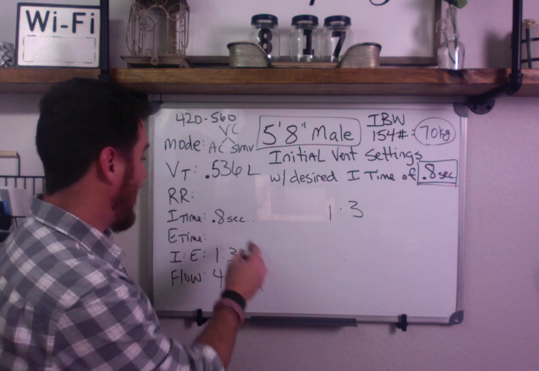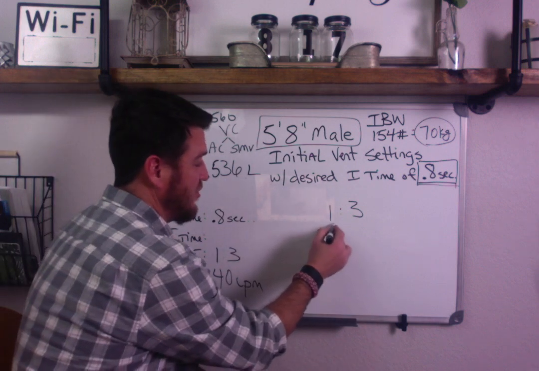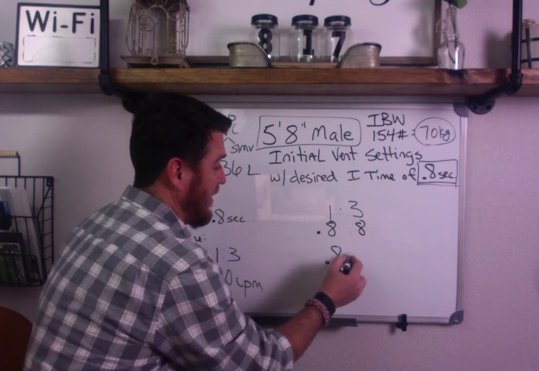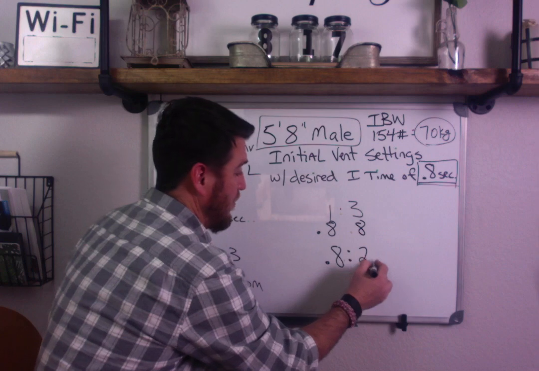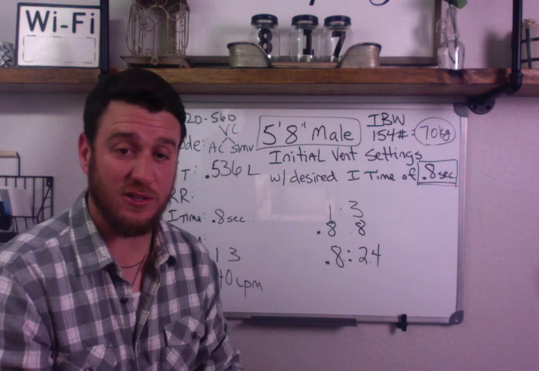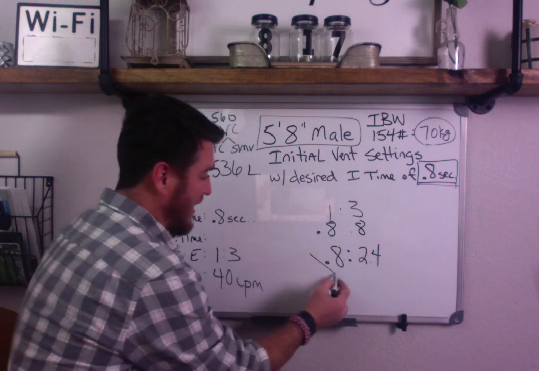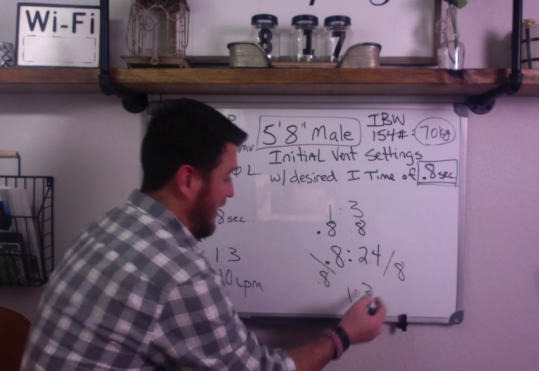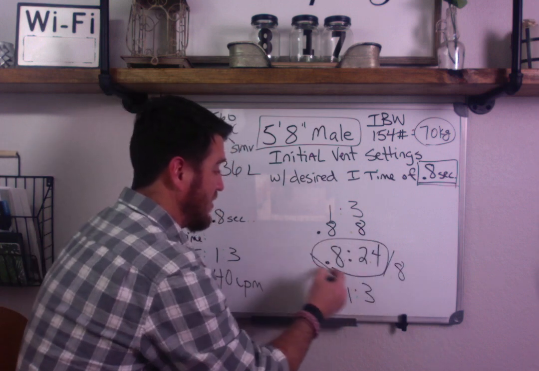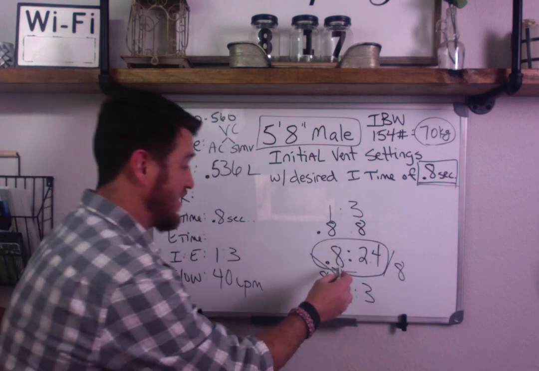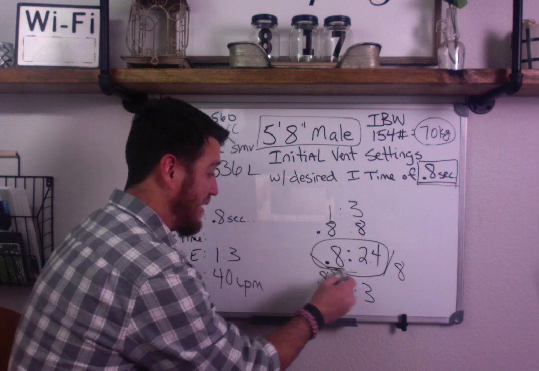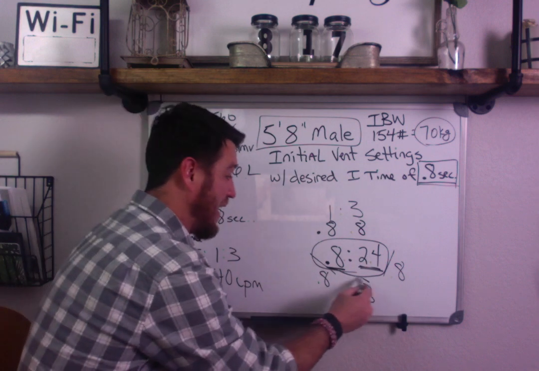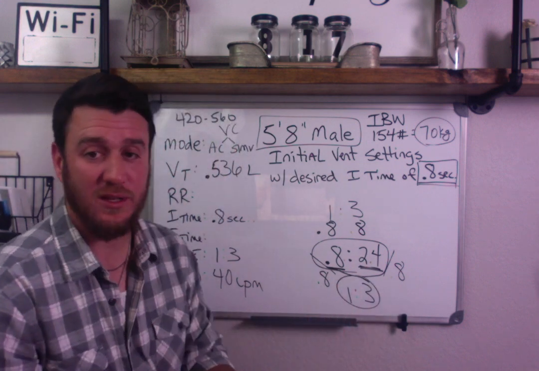and our I time is 0.8 seconds, all we have to do is multiply both sides times 0.8. And what we'll get is 0.8 to 2.4. Now, if you want to check yourself, just divide it back out. Divide both sides by 0.8, and you'll get 1 to 3. So 0.8 to 2.4. This means your I time is 0.8, which makes your expiratory time 2.4 seconds, and that gives you an I:E ratio of 1 to 3.